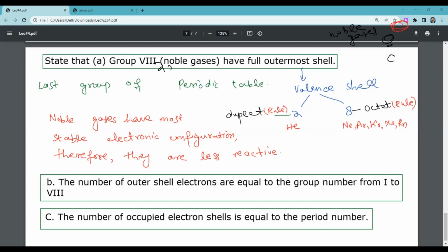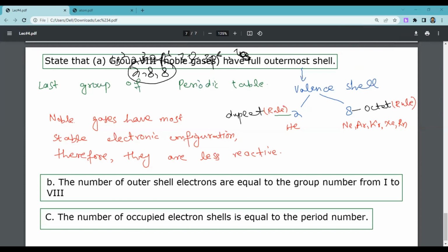Here is neon. You can also see that its outermost shell is complete, 2:8. Here is argon. You can also see that its outermost shell is complete, 2:8:8. By simply writing the electronic configuration: 1s2, 2s2, 2p6, 3s2, 3p6, 4s. 4s will not come, so we will write 2 into 8 into 8. The outermost shell is complete.